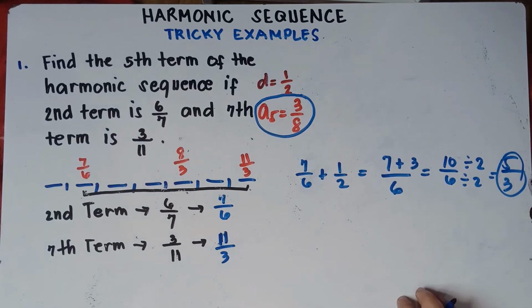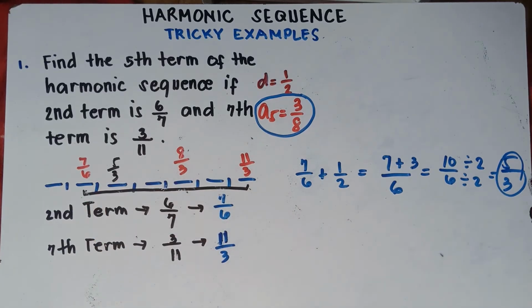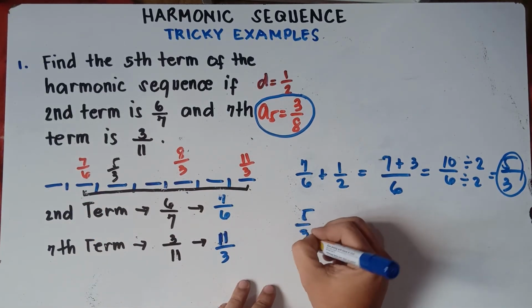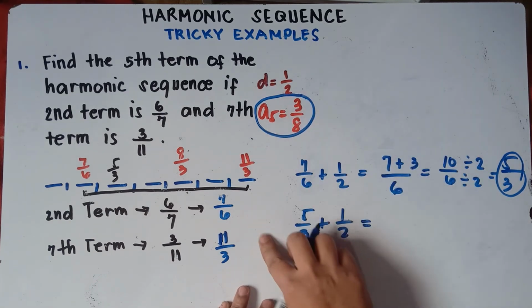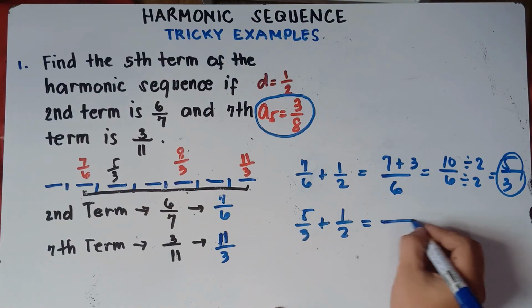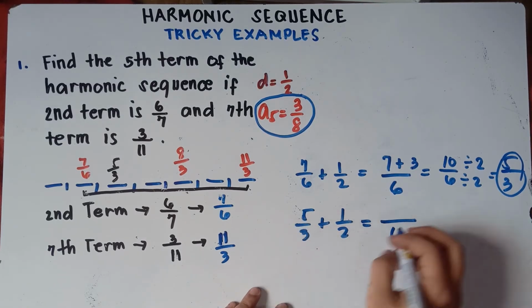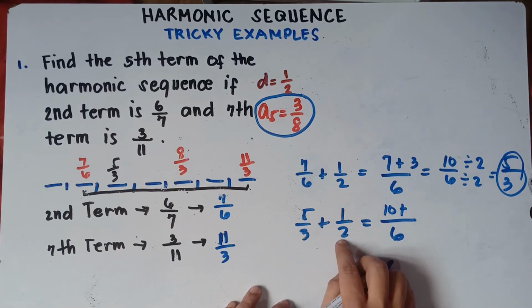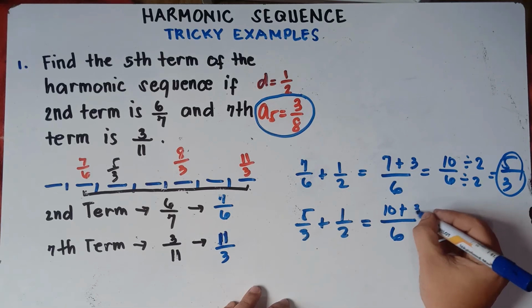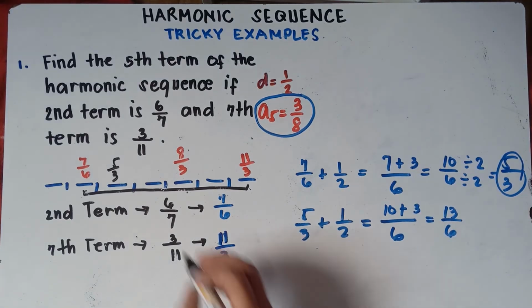5 over 3. So that would be the third term, class. Let me write the third term, 5 over 3. Now to get the fourth term, 5 over 3 plus 1 half, because the common difference is 1 half. And the LCD of 3 and 2 is 6. 6 divided by 3 is 2 times 5 is 10, plus 6 divided by 2 is 3 times 1 is 3. So this will be 13 over 6 for the fourth term.